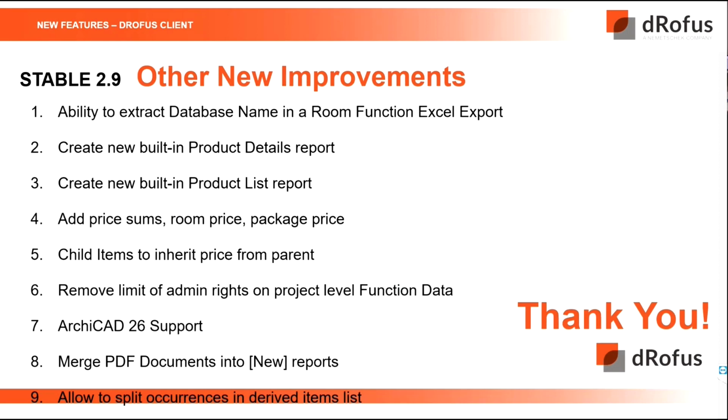So I said that there were close to 40 new updates in the stable 2.9. On top of the ones that are included in the slides, here's another 10. Well, there was a 10. There was a 10, I promise. So I think my favorite there maybe is allow to split occurrences in derived item lists. Previously, it was only possible if your list was unique. Now with derived, obviously you can't do it with from template.